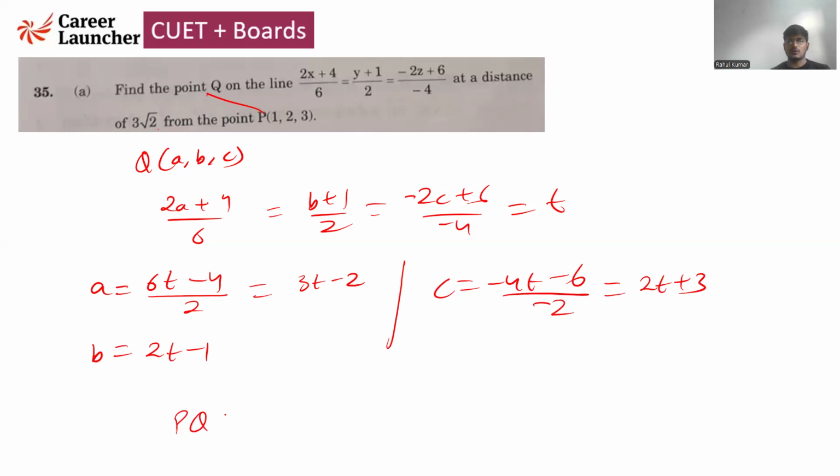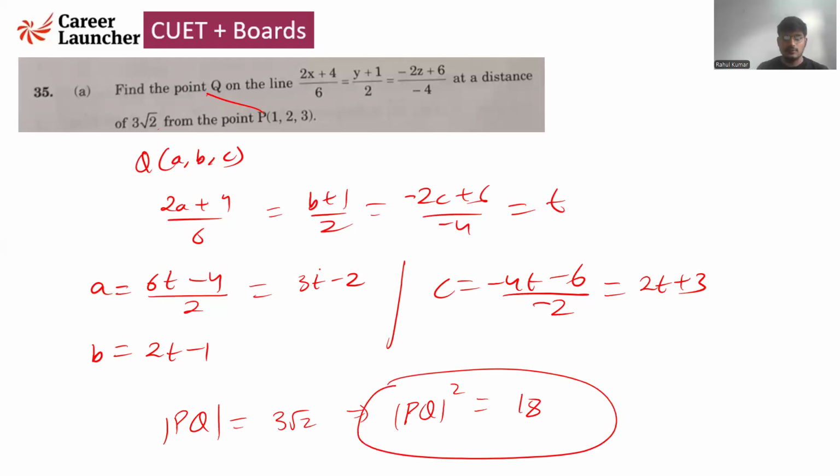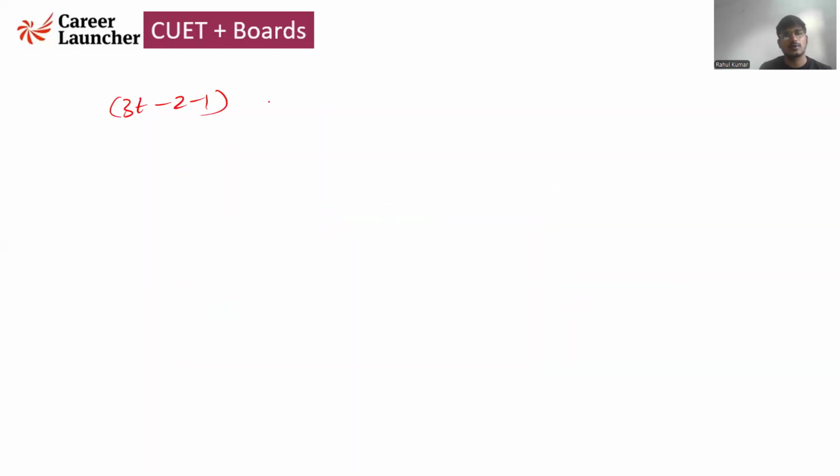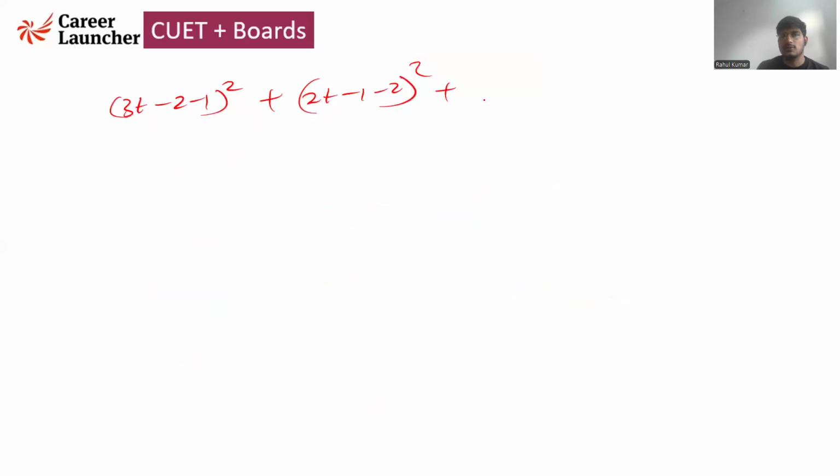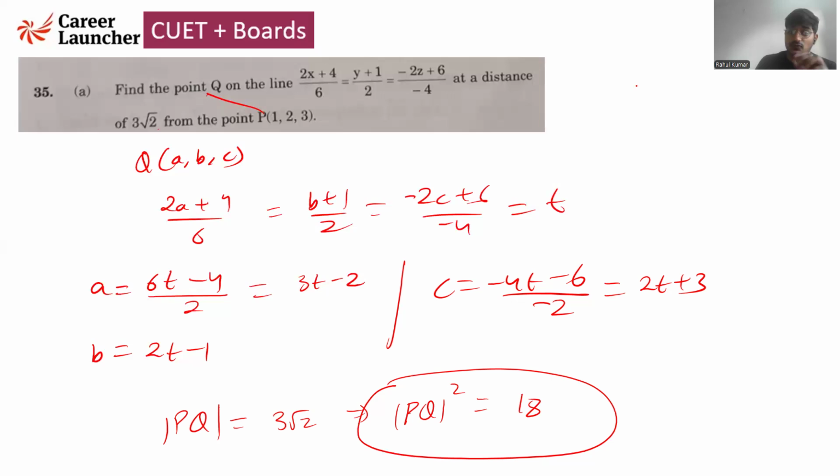Now you just need to equate PQ distance equal to 3 root 2, or PQ distance whole square equal to 18, and find the value of T, and we will get the answer. So let's try to solve this one. PQ distance: complete whole square, plus B minus this number, so 2T minus 1 minus 2 whole square, and last but not least, 2T plus 3 minus 3 whole square, is equal to 18.